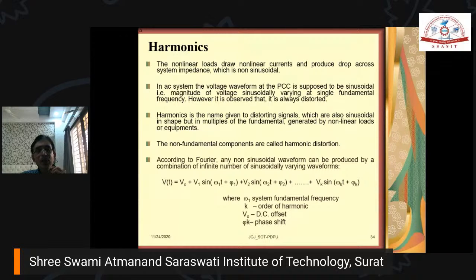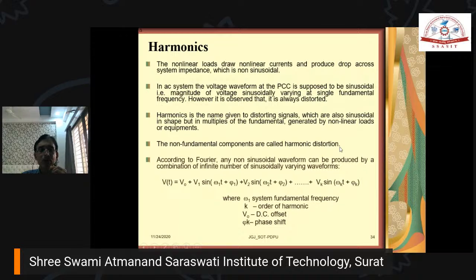The signals which are coming from the power system are always periodic, and the periodic wave consists of both fundamental and harmonic components. Remember this. And also the DC offset. So a sinusoidal component of a periodic wave having frequency that is an integral multiple of the fundamental frequency is called a harmonic component. If the component has frequency 5 times the fundamental frequency, then it is called the fifth harmonic.